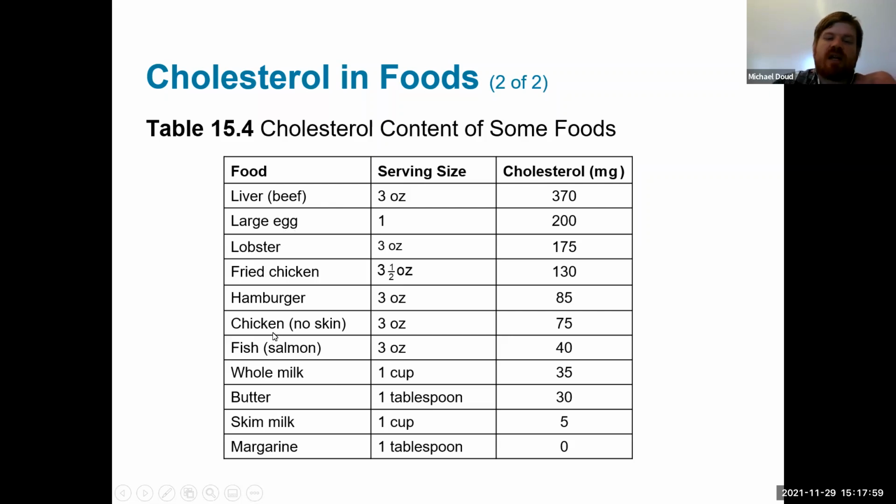Going down the list here, we can see a lot of different animal products here. So fried chicken, for example, is high in cholesterol. If you take off the skin, it's actually less bad for you, but you're not out of the woods just yet. Butter has 30 milligrams of cholesterol in a tablespoon. Margarine, on the other hand, has 0 milligrams in it. So something to keep in mind.